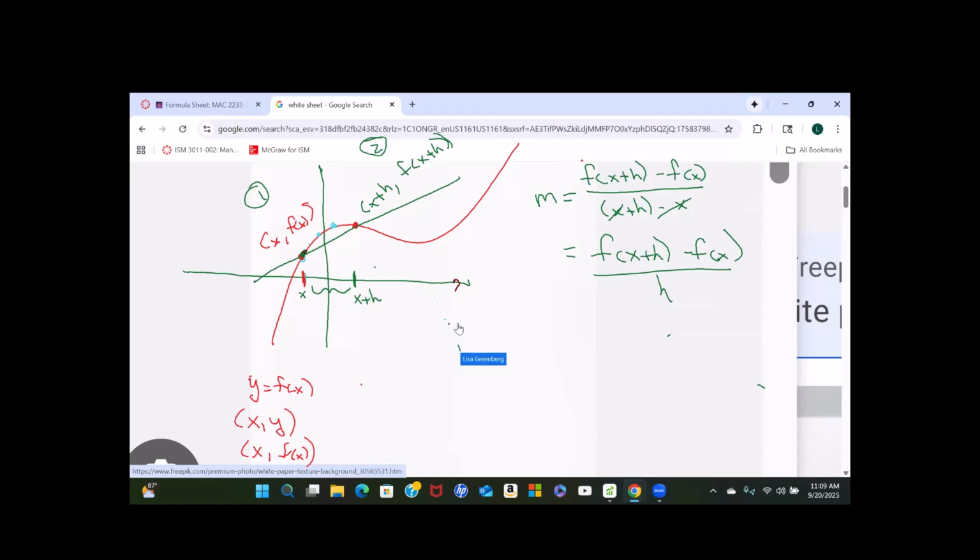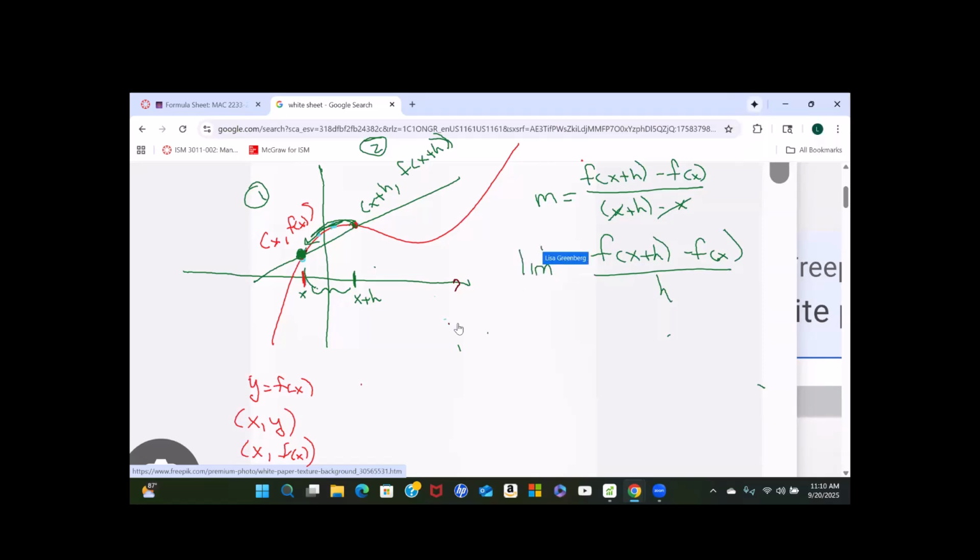We said the closer that this gets to this point, the closer we get to the slope of the tangent line at that point, right? Is everybody with me? Yes. Smaller h is the closer it is to the original x, right? Yes. Good. So that's where the limit comes in.